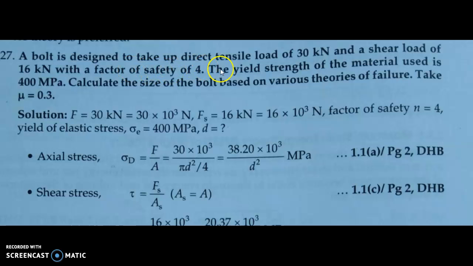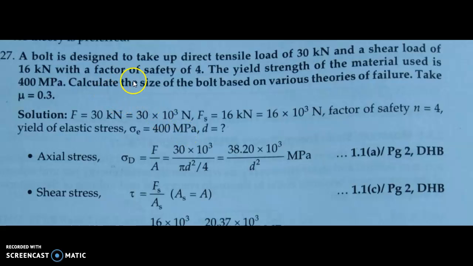Then the factor of safety is given. We can write factor of safety as FOS, or we can denote it as N, that is equal to 4. Then the yield strength of the material is given, that is equal to 400 megapascal. So we can write yield strength as sigma E. Sigma E is equal to 400 megapascal.